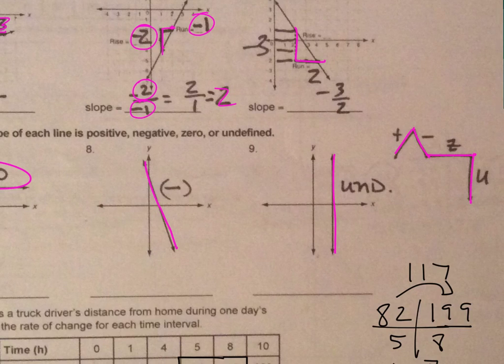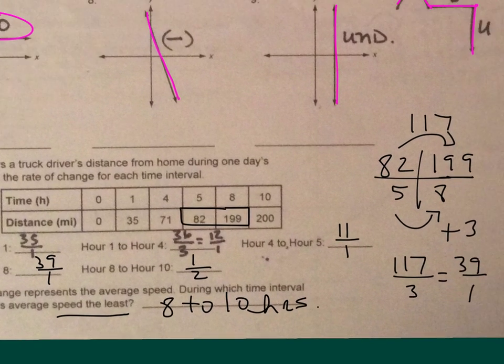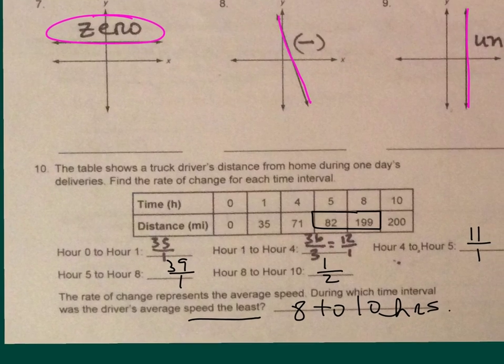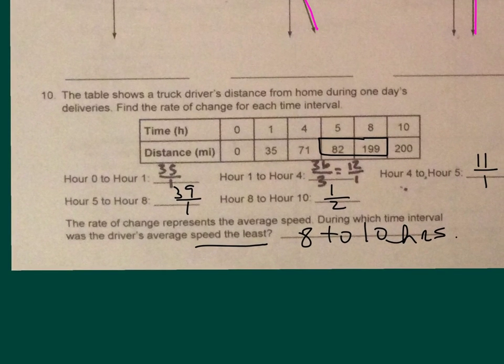Now, let me go back to this information here. If you go down to number 10, what it asks you to do is the table shows the truck driver's distance from home during one day's deliveries. Find the rate of change for each time interval. Well, we're going to look at 0 to 1, 1 to 4, 4 to 5, 5 to 8, and then 8 to 10. So we're going to look at all those intervals, and then we're going to compare the rate of change.